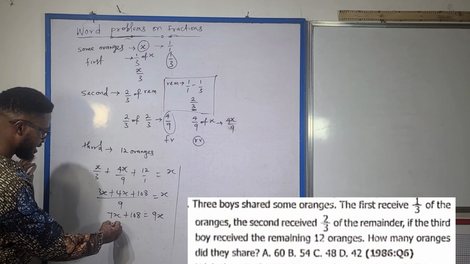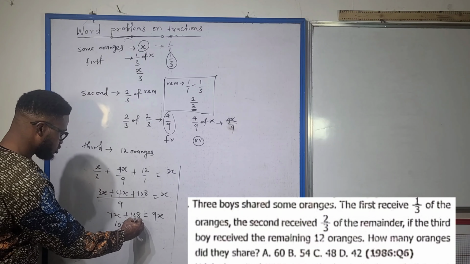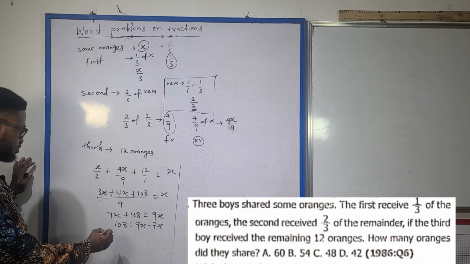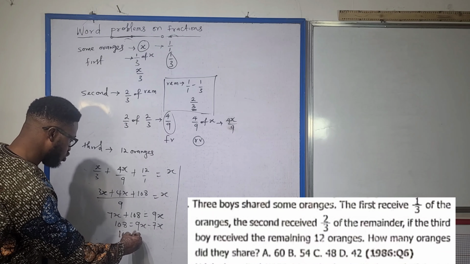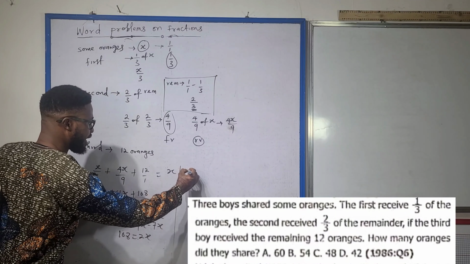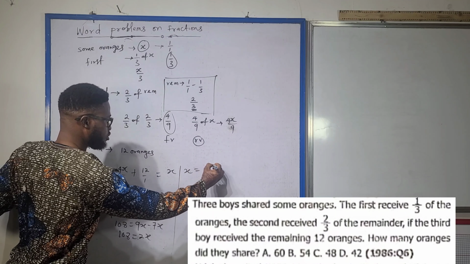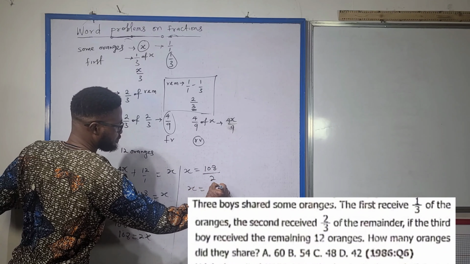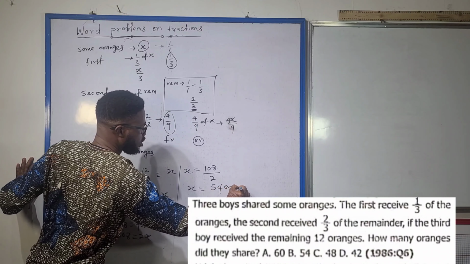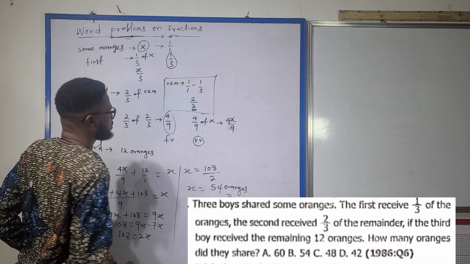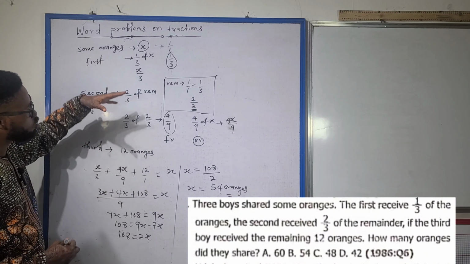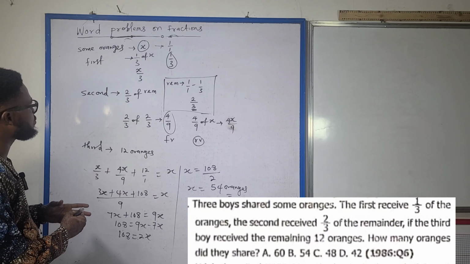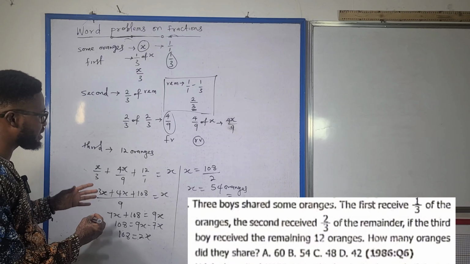So that what we have is 108 equals 9X minus 7X. So that 108 equals 2X, therefore X equals 108 divided by 2. So X equals 54 oranges. Of course, that is the first approach, if we are using real values. Now I'm thinking if we are using fractional value, we could still make things work.